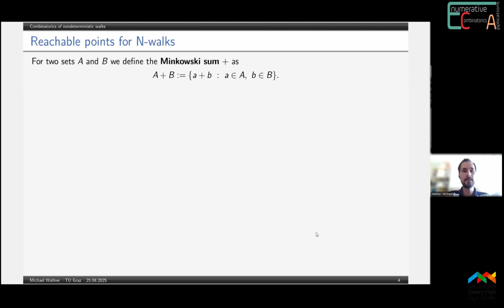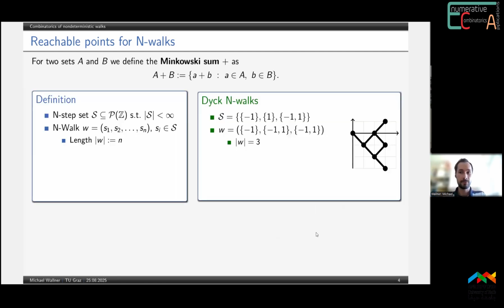So the key notion to study these is to understand their ending points. And their ending points in classical paths, it's just one thing. You just continue where it ended and continue with the allowed steps. But here you have several reachable points. And these are the ones we need to understand. And here we use a classical notion from additive combinatorics, the Minkowski sum. So if you have two sets, A and B, the Minkowski sum is defined as the sum of all possibilities from these two sets. So now let me give you a rigorous definition of the N walks.